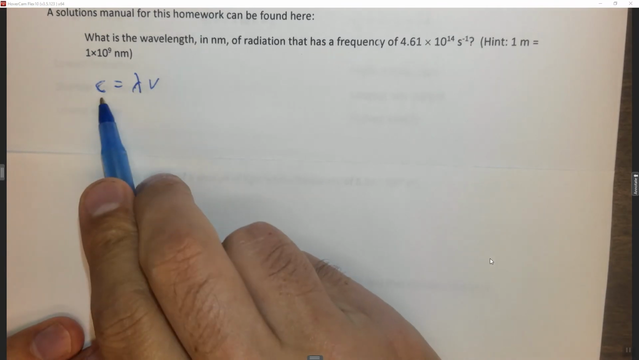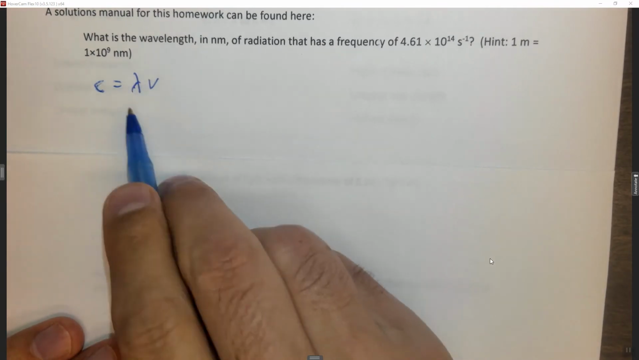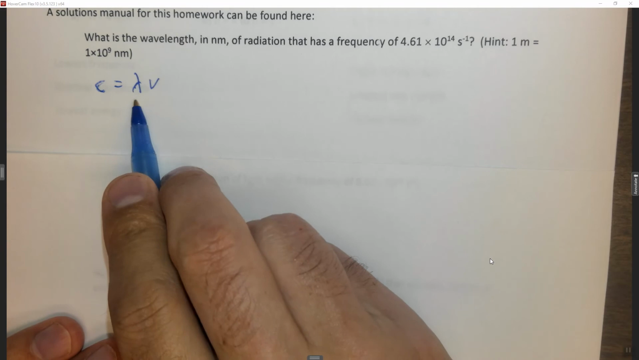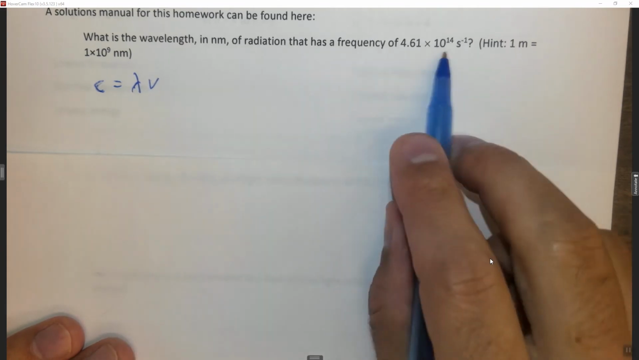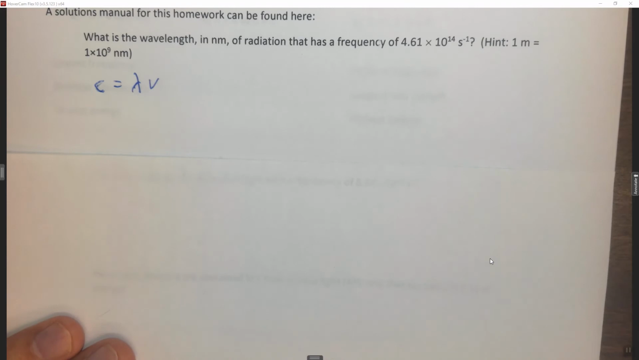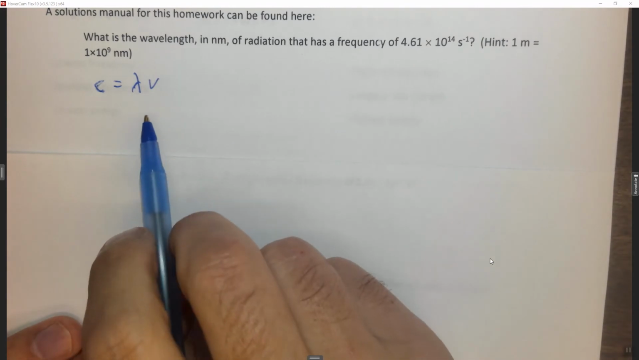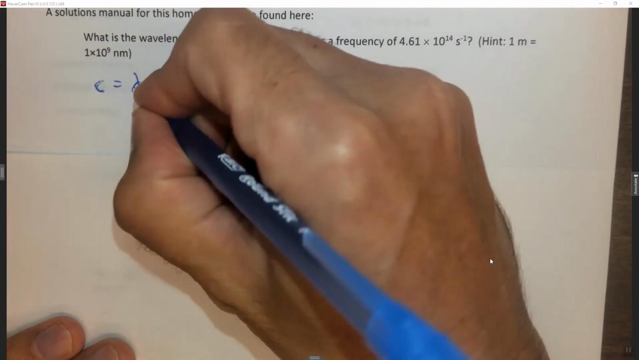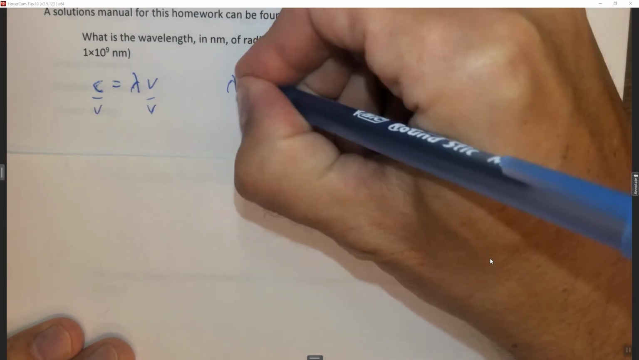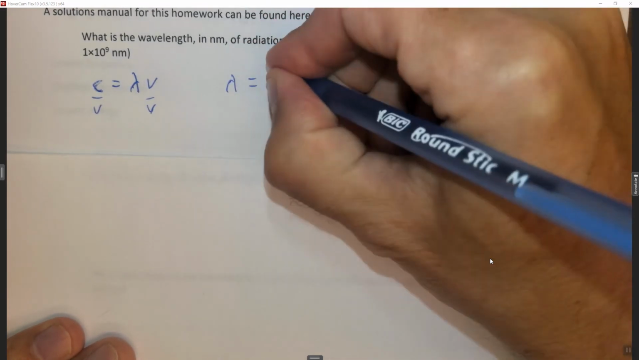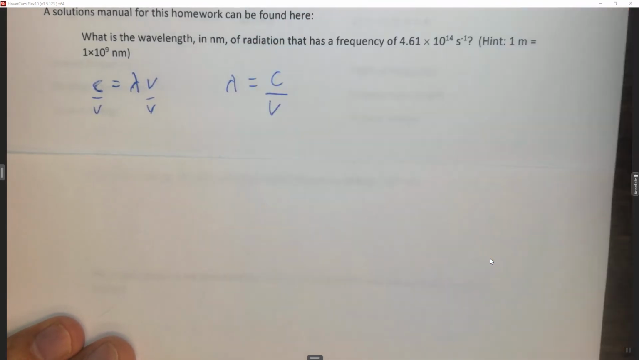So c, which is 3 times 10 to the 8 meters per second, equals lambda, the wavelength, which has to be in meters, times nu, the frequency, which has to be in hertz, or seconds to the minus 1. So in this case, we're actually trying to solve for lambda. We want to divide both sides by nu, and we get lambda equals c divided by nu.